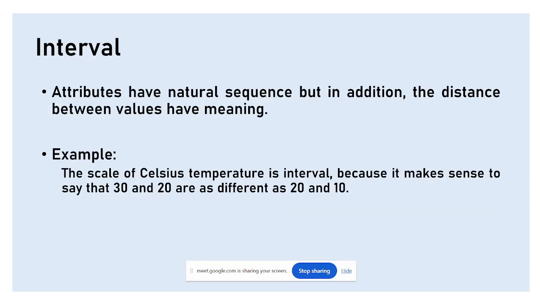Then we have the interval. So attributes have natural sequence, but in addition the distance between values have meaning. Okay. So here a sequence is there, but then between values also some understanding should be there. Understanding in the sense that, let's say on a Celsius temperature scale, the interval between 30 and 20 and between 20 and 10 will be different, right? Like the difference between 30-degree and 20-degree will be different from 20-degree and 10-degree. So that difference is accounted for in the interval. Okay.